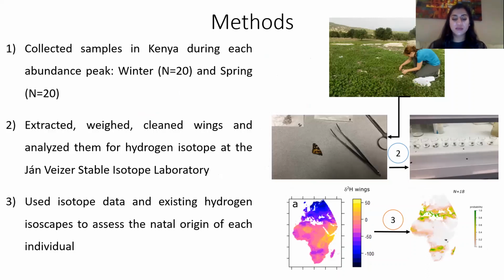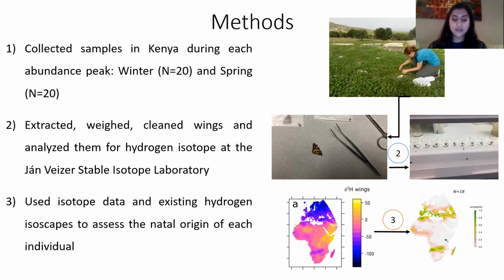After we washed all wings with a solution of 2:1 chloroform-methanol, the samples were then run for exchangeable hydrogen at the John Vaser Stable Isotope Lab. After, the geographic assignments were made using RStudio. We used the growing season δ2H isoscape from the assignR package as a basis for this assignment.